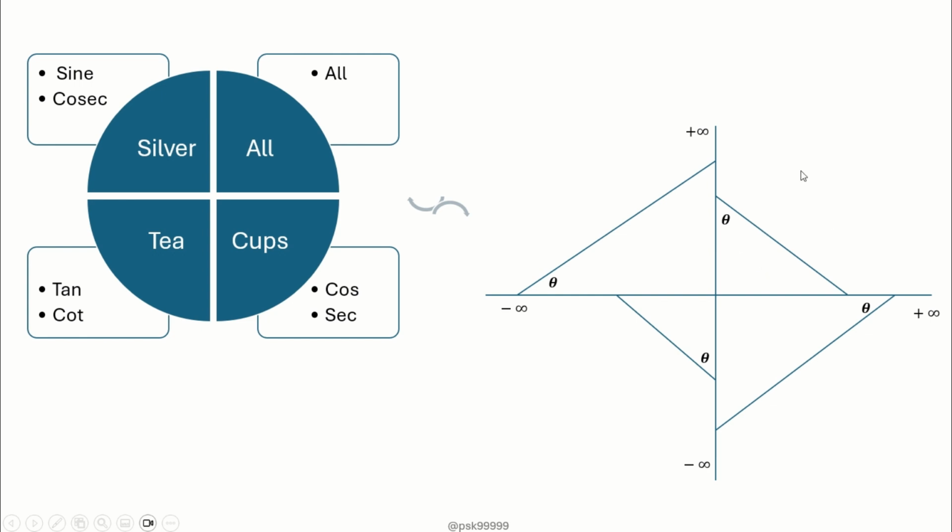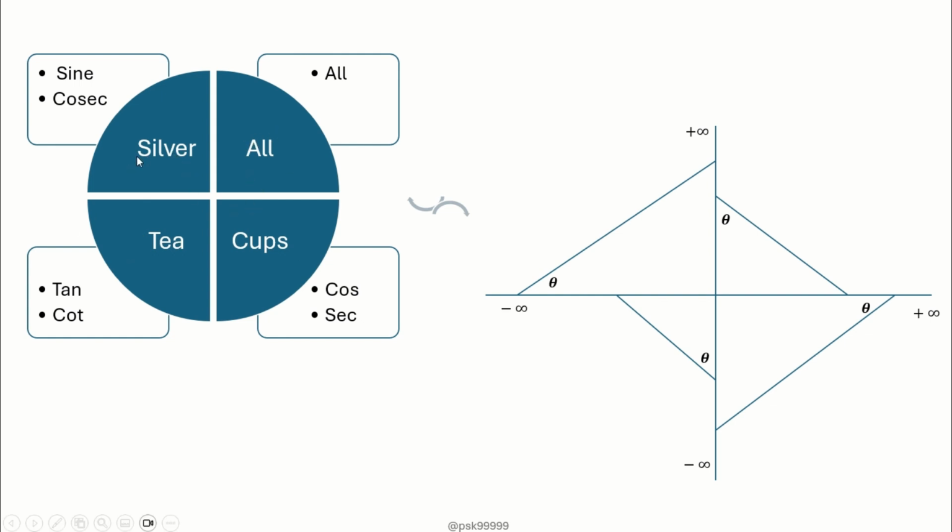So in the first quadrant, all the trigonometric ratios are positive. In the second quadrant, sine and cosec are positive. In the third quadrant, tan and cot are positive. In the fourth quadrant, cos and secant are positive. So the elders made some trick to remember this. Easy way to remember: all are positive.